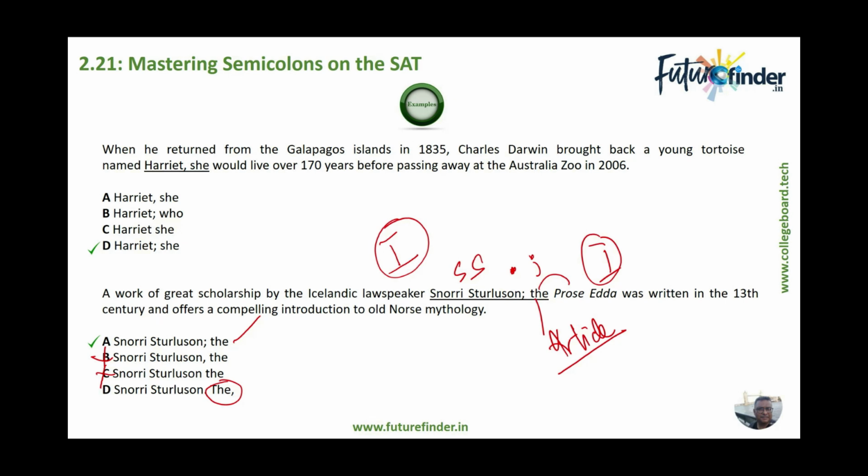So this is how your SAT rules for semicolons would work. We have to do an LHS and an RHS check. If both of them are independent clauses, then we rule out the possibility of a comma. Once we rule out the possibility of a comma, we have to only look at semicolons, colons, or full stops. Full stops basically are very difficult to find on the SAT. So either semicolons or colons could be the correct options.